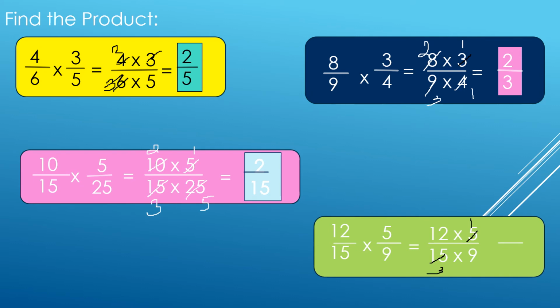And then, dito naman ang 12 and 9. Divisible din sila by 3. 12 divided by 3, that is 4. And then, 9 divided by 3, that is 3. So ngayon, ang matira dun sa numerator ay 4 times 1. Sa denominator naman ay 3 times 3. Which is 4 times 1, 4. Then 3 times 3, 9.